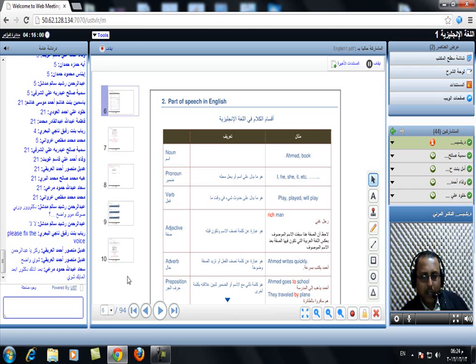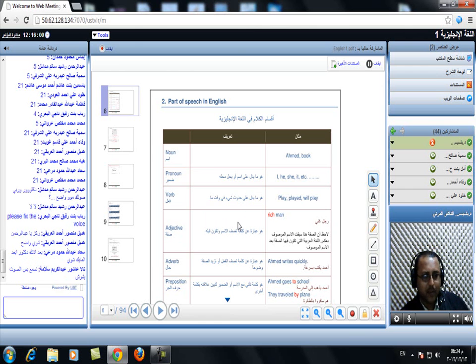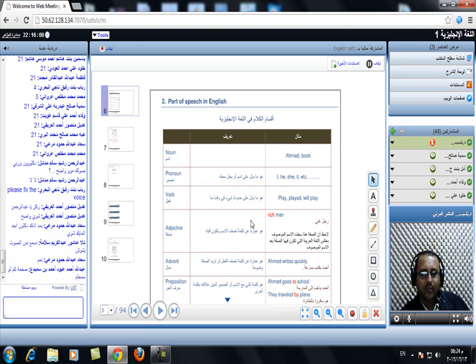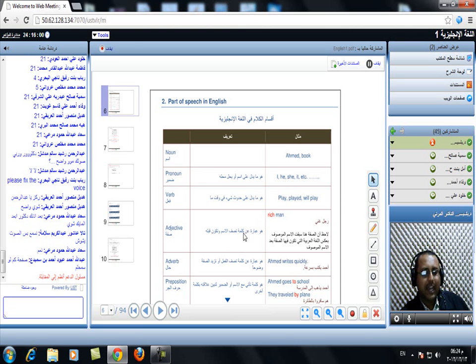Okay, anyway, we have different parts of speech. Is it okay now, Suad? Okay, now we have different parts of speech. A word can be either a noun, a pronoun, a verb, an adjective, an adverb.